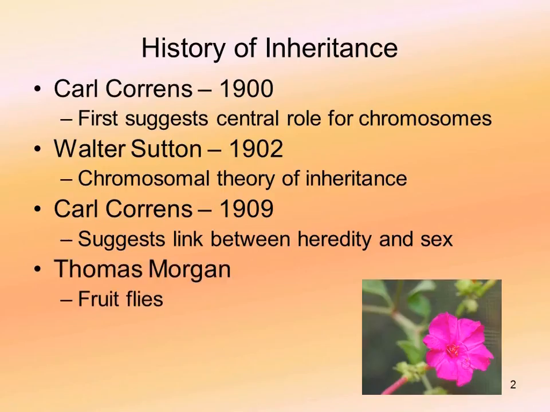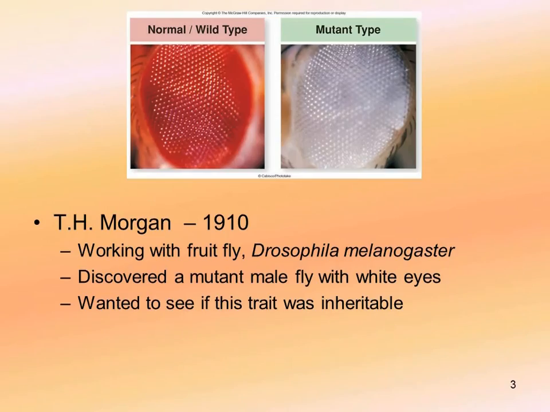And this led to questions about how the sex of the parent led to inheritance. Correns' work had a distinct influence on Thomas Morgan and his study of fruit flies. We will be talking about Thomas Morgan and his work next. The year is 1910, and Thomas Morgan is working with fruit flies, specifically Drosophila melanogaster. Why did he choose fruit flies?